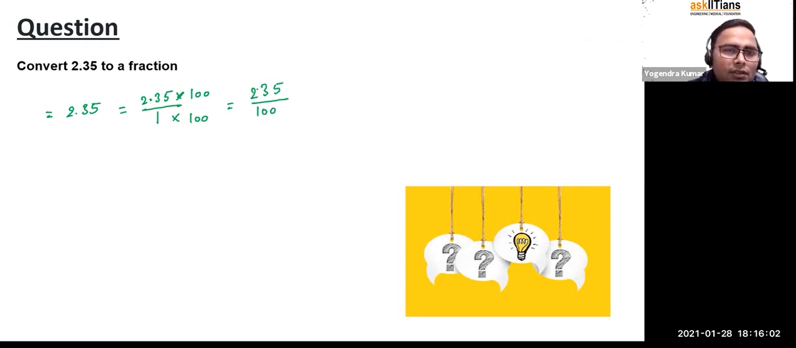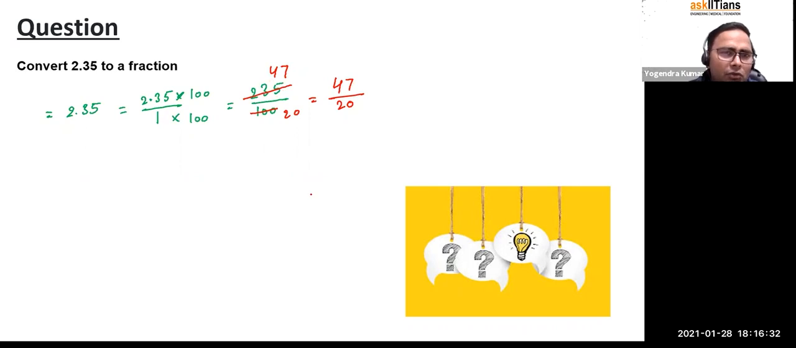And now let's simplify it. Let's make it a simplified fraction, right? So 5 fours are 20, then 3 is left out, and 5 sevens are 35. So we get 47 divided by 20. This is what we got. So 47 by 20 is our final answer.